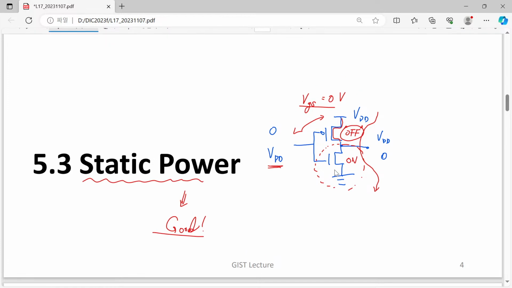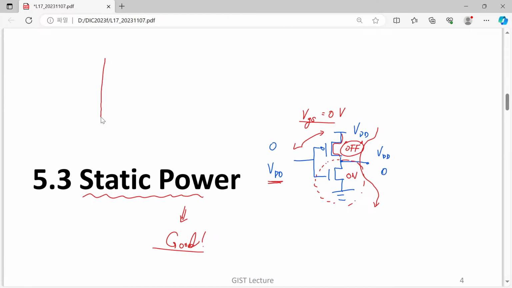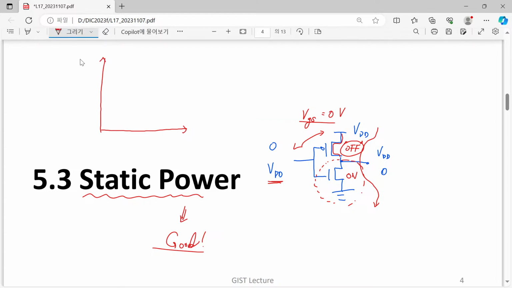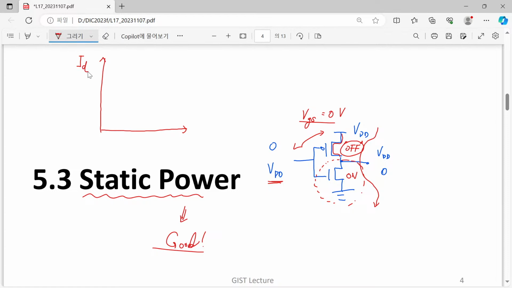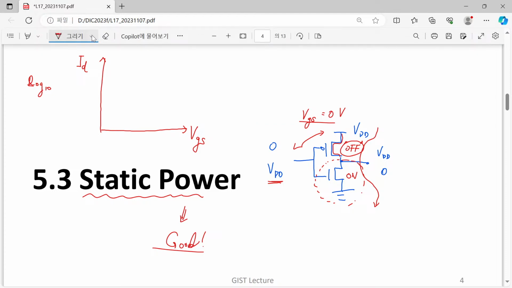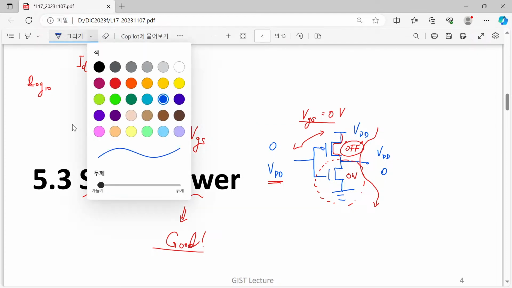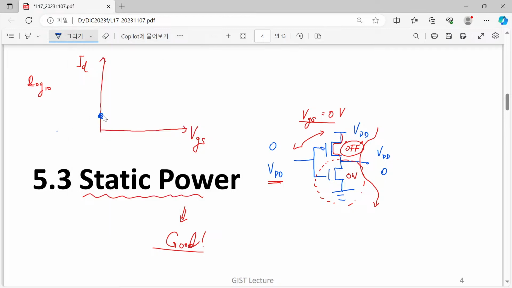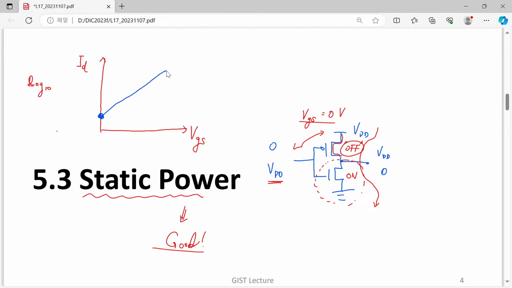However, we have already studied that when we draw the realistic IV characteristics of our transistor, for example in the case of N MOSFET, we can draw in this way. What happens if we draw it in the logarithmic scale, log 10? Then in this case our graph just looks like this. Maybe you remember this curve.